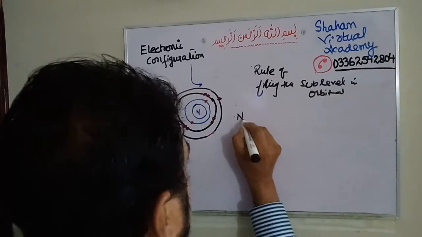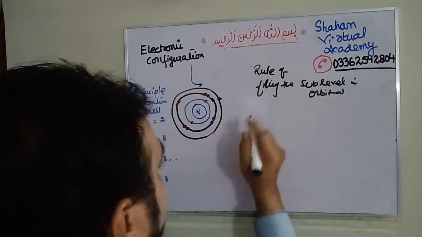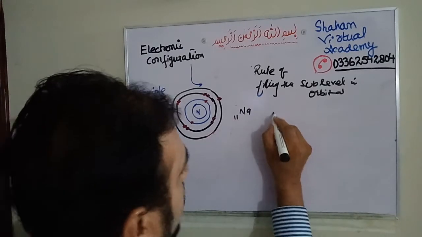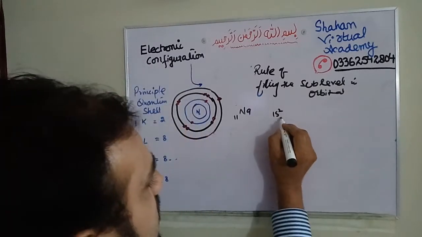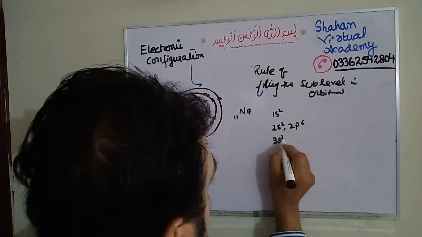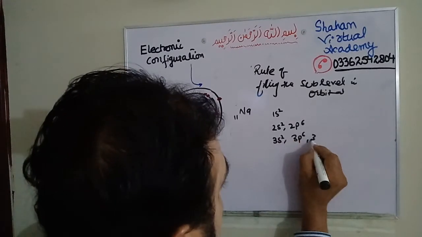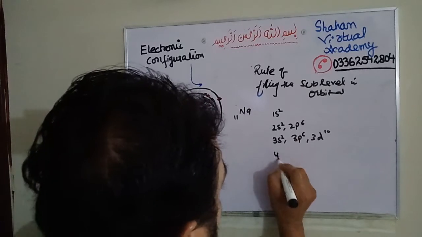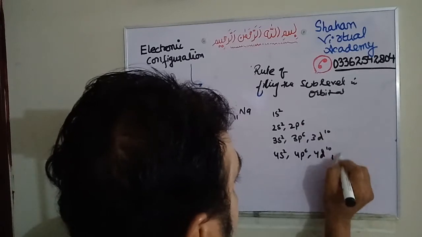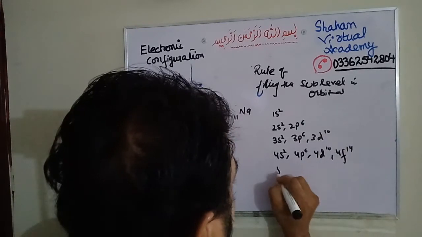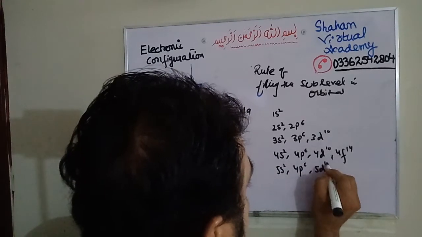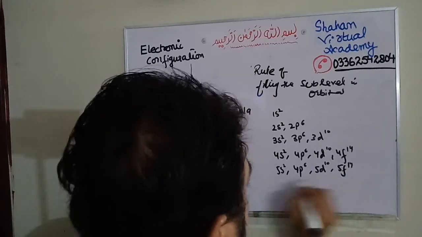Let's suppose there are different elements. First, let's take chlorine. So first we take a chart: 1s2, 2s2, 2p6, 3s2, 3p6, 3d10, 4s2, 4p6, 4d10, 4f14, 5s2, 5p6, 5d10, and 5f14, and so on.